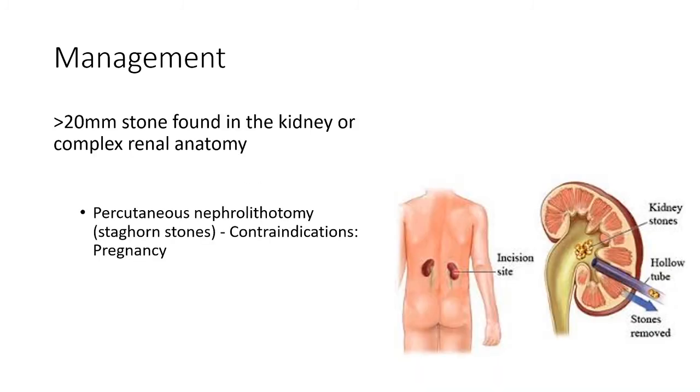For stones that are more than 20 mm in size and found in the kidney, or where there is complex renal anatomy, such as horseshoe kidney, percutaneous nephrolithotomy is performed. In this procedure, an incision is made at the flank to get access to the kidney. A nephroscope is then used to locate and remove the stone. Staghorn stones are removed with this procedure.